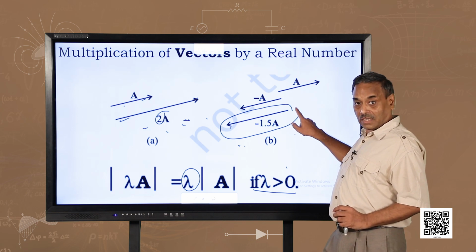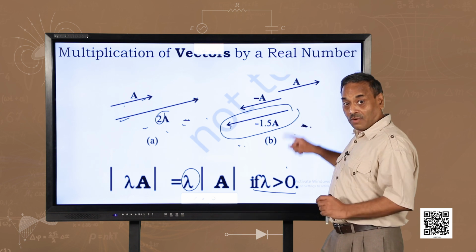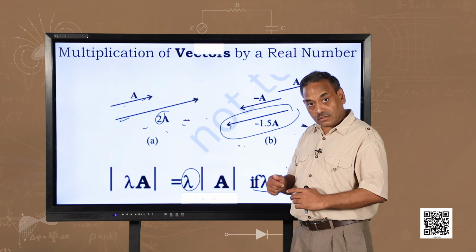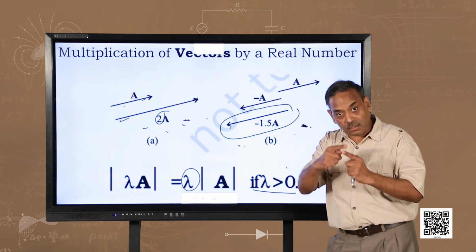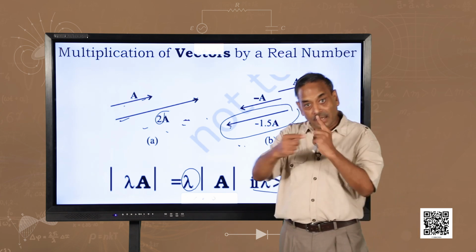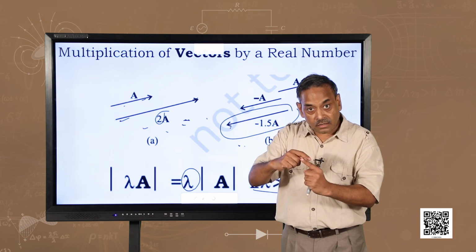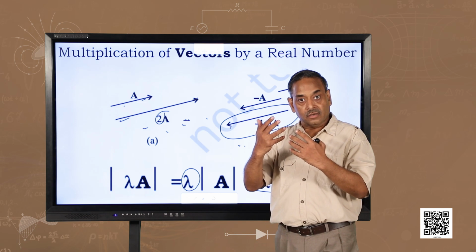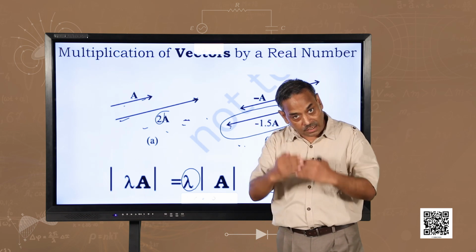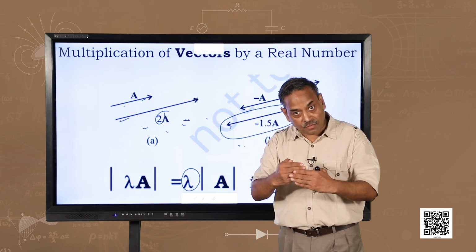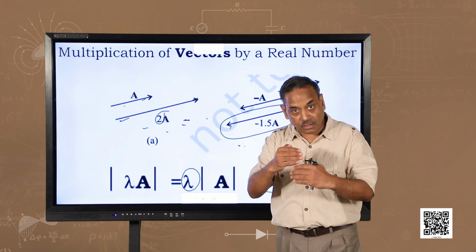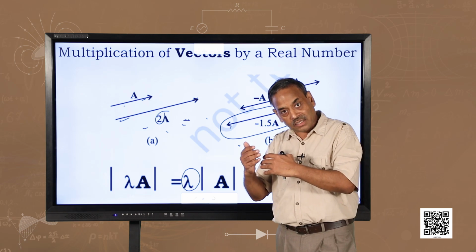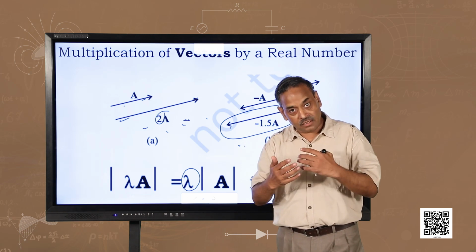1.5 times of A. This is the magnitude. What is the direction? Opposite to A. So, what does that mean? That if you multiply a vector by a real number, the resultant quantity is again a vector quantity. I repeat, if you multiply a vector by a real number, whether positive or negative, the output or the resultant quantity is again a vector. Is that clear, friends?